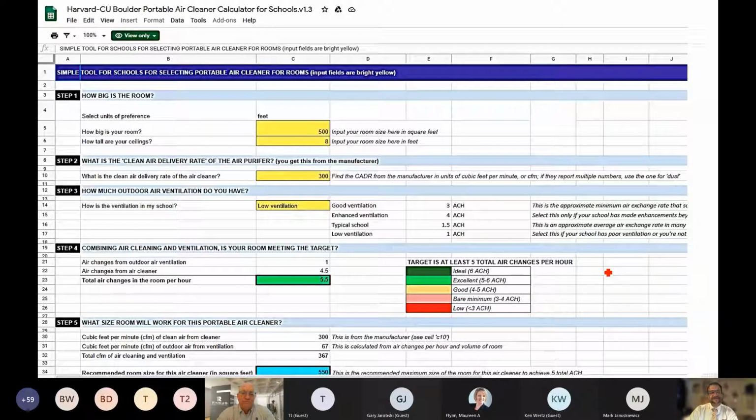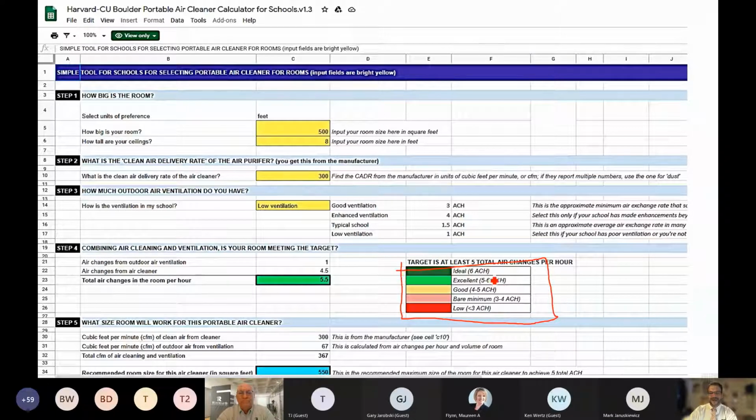This Harvard chart allows us to take a look at the size of the room, how tall the ceilings are, what the airflow delivery rate is for the air cleaners, and this is going to vary from room to room. If it's a teacher's lounge compared to a classroom, if there are windows, if there are not windows, how much ventilation is in the school, and then it kind of sets the ideal range, which I believe most of you already know.